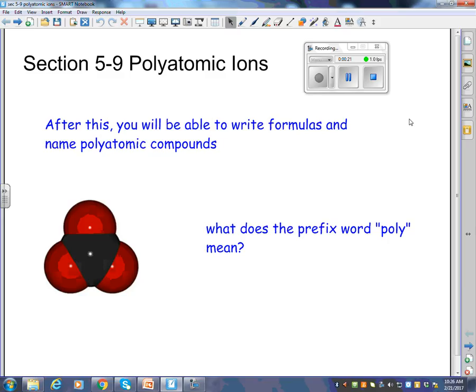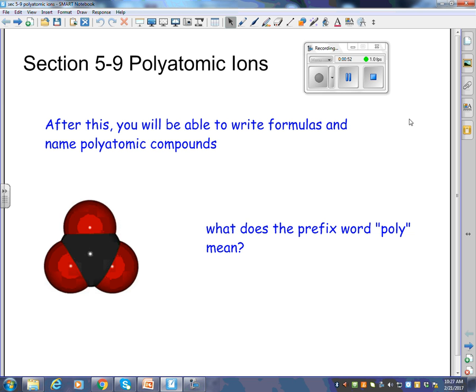Tell me, what does the prefix poly mean? More than one. Poly means more than one. So polyatomic would mean more than one atom. So it's an ion that has more than one atom.